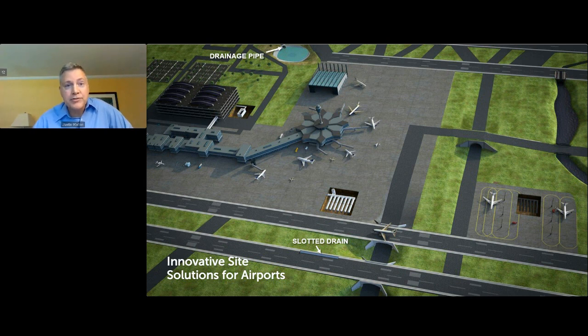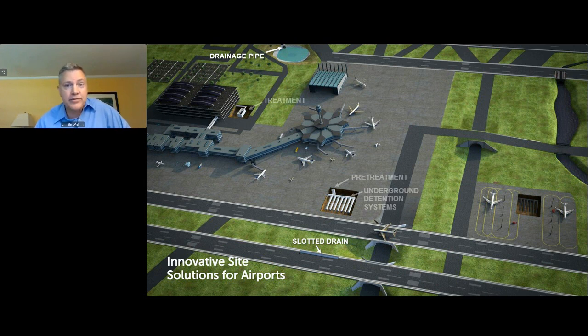As well, we manufacture a product called slotted drain, and this technology is very efficient at removing sheet flow runoff from paved surfaces. Obviously, airports have quite a bit of paved surfaces. On the land side, there's parking lots. On the air side, there's aprons, taxiways, and runways. And during a rain event, this impervious surface creates quite a bit of runoff that has to be dealt with.